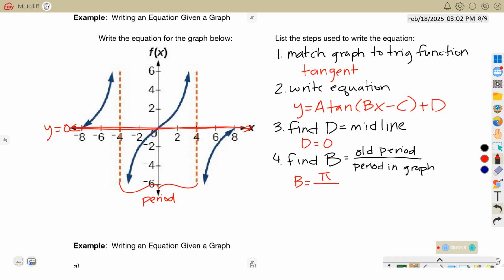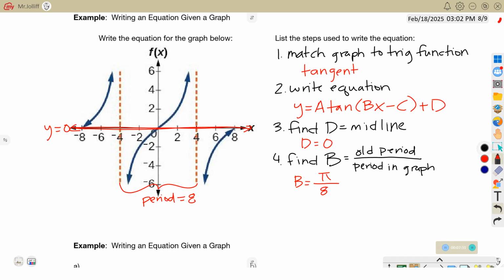-4 to +4, how far apart are they? 8, yeah. This equals 8. So this is pi over 8. That's perfect. Yay. Halfway done, got 2 of the letters.